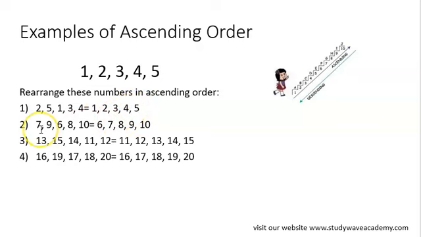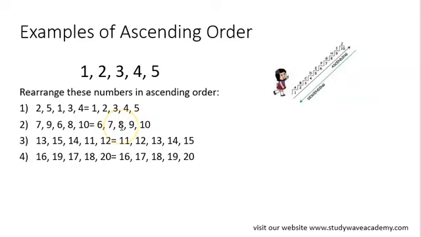Correct. So we move to number 2. We have 7, 9, 6, 8, 10. We first pick the smallest number up to the biggest. The smallest number here is 6. Then the next is 7, the next is 8, the next is 9, and the next is 10. So what are we going to do? We write them from the smallest to the biggest: 6, 7, 8, 9, 10.